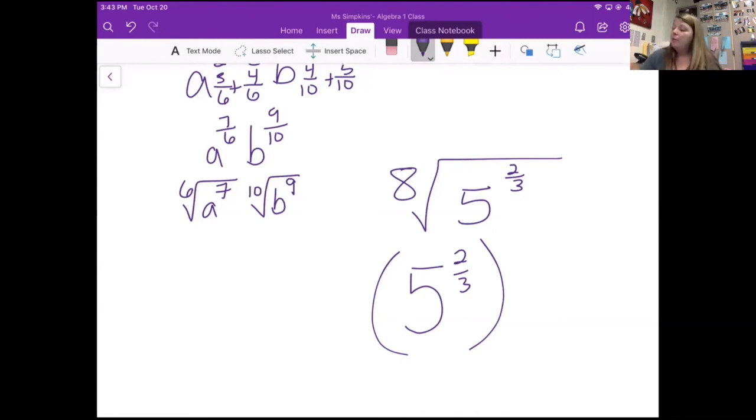It wouldn't be to the 8th, it would be to the 1/8. Remember that root needs to go in the denominator of our fraction, okay? And then because we have an exponent touching another exponent, we can multiply them together. So when we multiply fractions, we multiply the numerators. So 2 times 1 would be 2. And then we can also multiply the denominators. 3 times 8 would be 24. Yeah, 2/24. And honestly, I'm not a stickler for that. If you want to leave it as 2/24, you can. You don't have to.